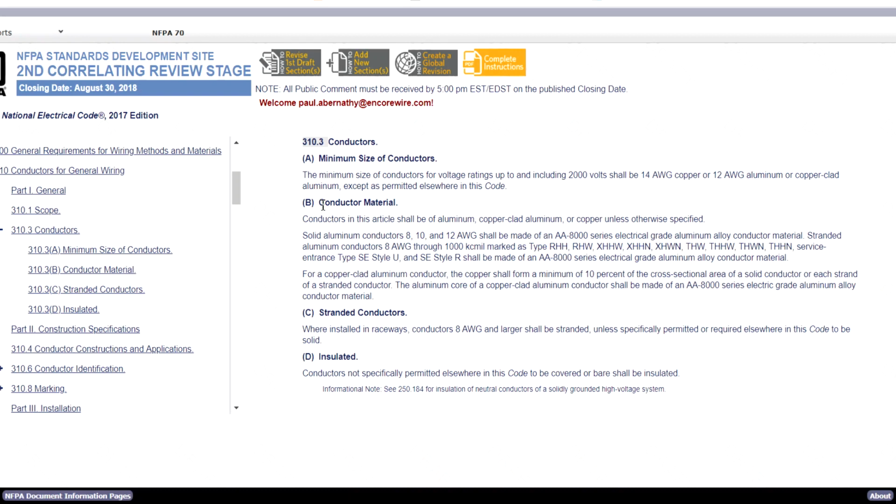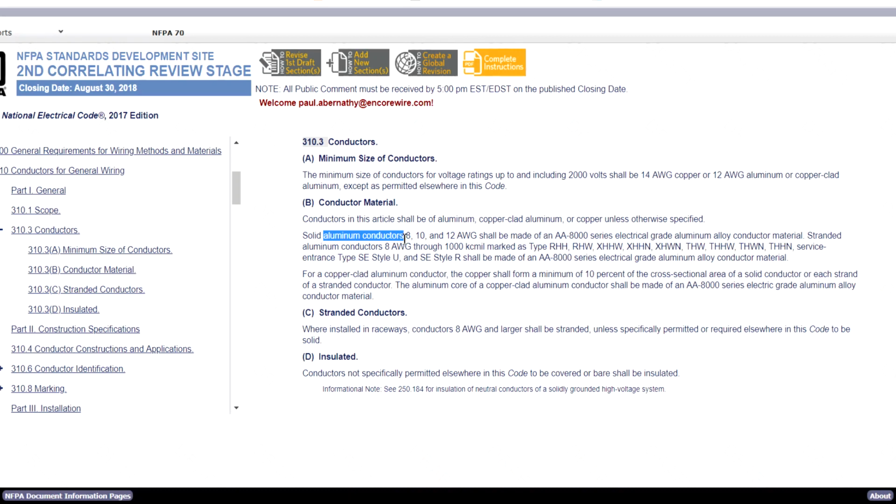All right, conductive material. Again, it hasn't changed. Aluminum, copper-clad aluminum, or copper unless otherwise specified. So you notice the "or." These conductors can be aluminum or copper-clad aluminum, or unless specified otherwise, it's to be considered copper. It's important if you're taking an exam that you know we're always going to consider copper unless it states otherwise.